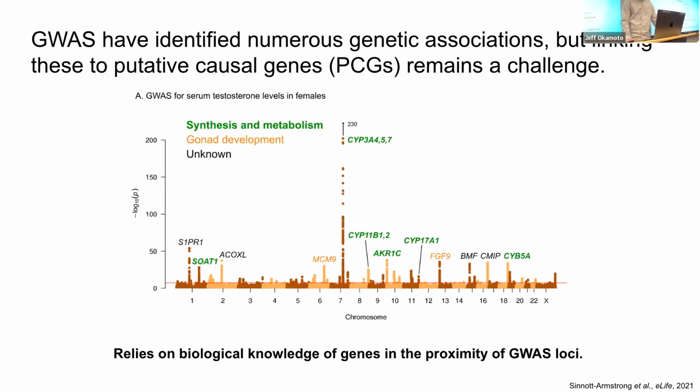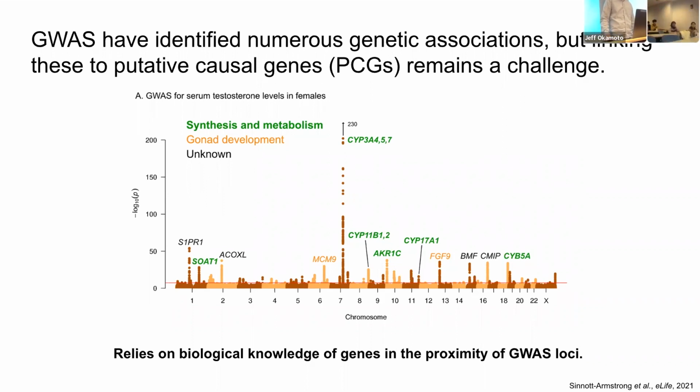Okay, so getting into some background. By now we've had a lot of genome-wide association studies, and these have identified lots of different genetic associations underlying complex traits. But one open problem that still stands in statistical genetics is linking these genetic associations to the genes that they target. We're calling these putative causal genes, or PCGs.